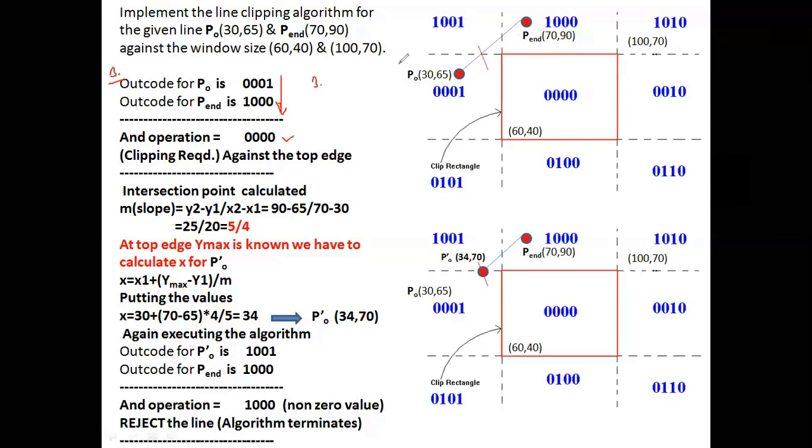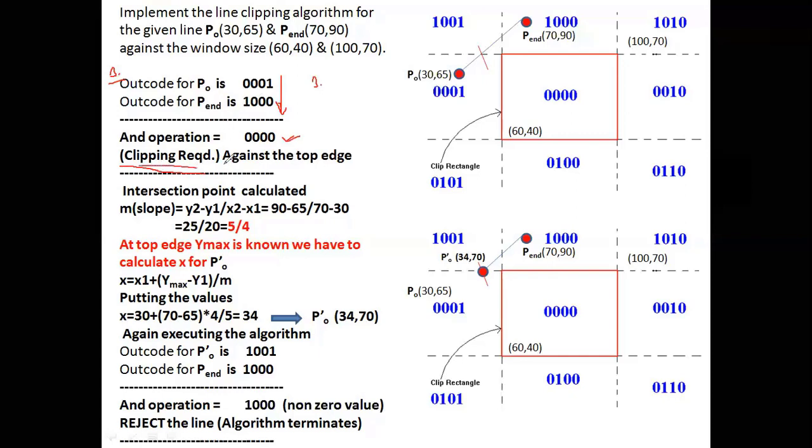So first step we have followed, second step we have followed. So in the second step, it is not giving us a non-zero value. If it had given a non-zero value, we could trivially reject the line, but it is resulting in all zeros. When it is all zeros, it means clipping is required. When we perform the AND operation and it results in zero value, then clipping is required.